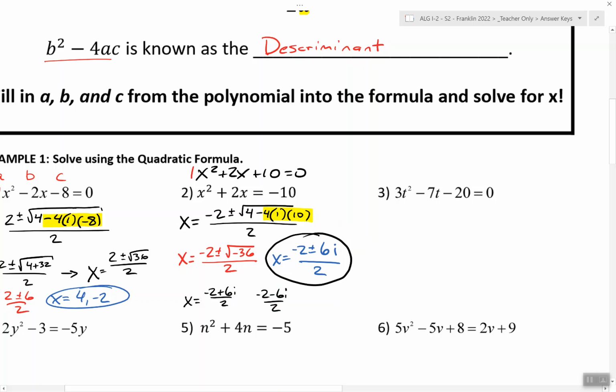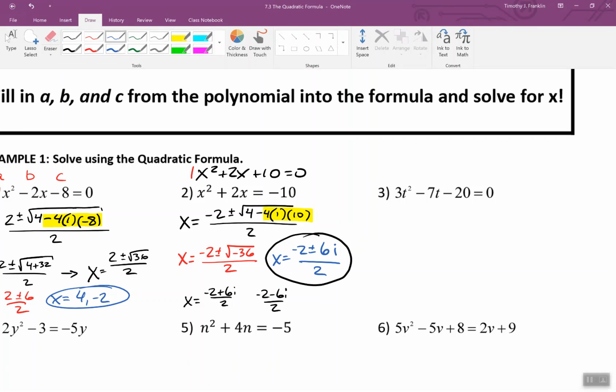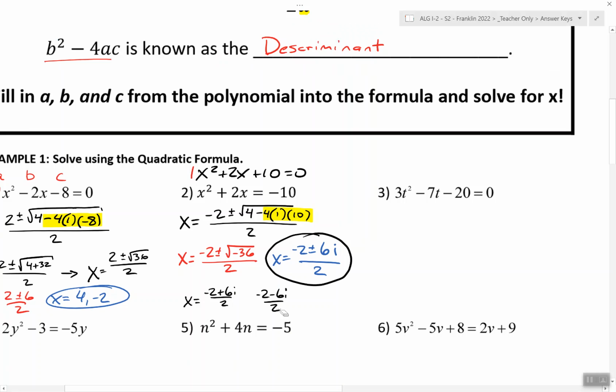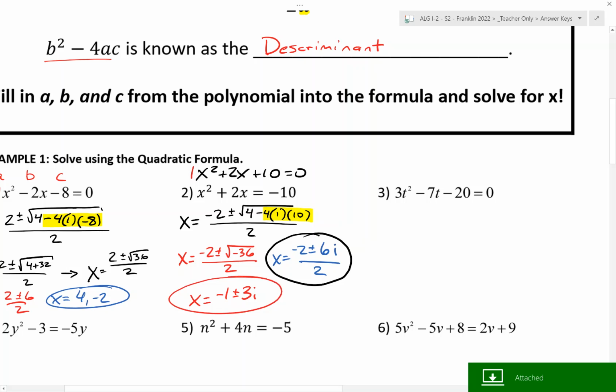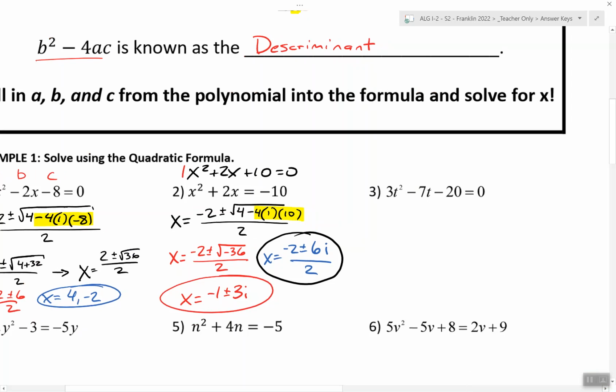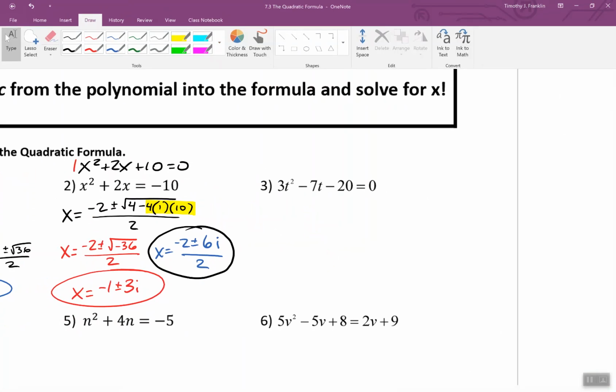What we can do is simplify this a little bit, because all these numbers are even, so we can actually divide them all by 2. So x equals negative 1 plus or minus 3i, and then that 2 on the bottom is going to be a 1, which, if you have a 1 in the denominator, it kind of goes away. So this is the answer here, negative 1 plus or minus 3i. Let's look at number 3.